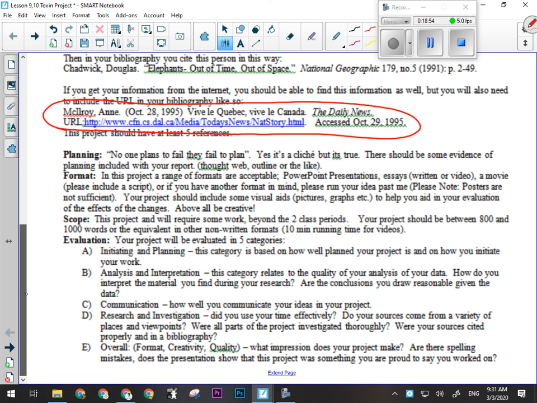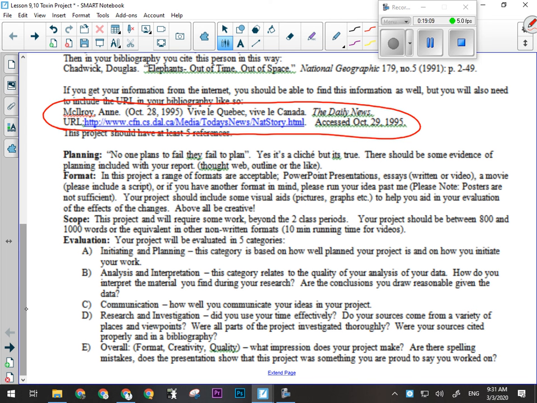Your project is going to be evaluated in 5 categories. Initiating and planning, which we just talked about, so your timeline and your outline or thought web. Analysis and interpretation is basically what you say and does it make sense, is it factual, how did you organize your ideas. Communication.